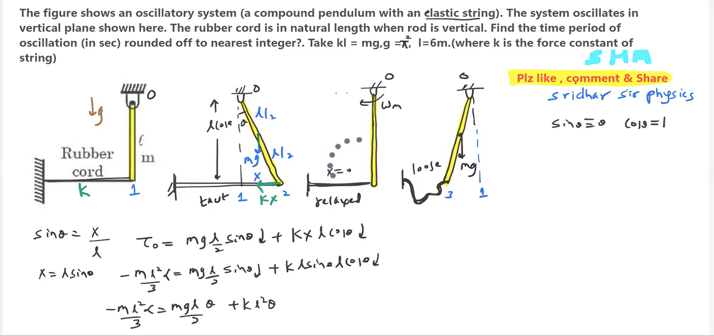Now we'll continue with the problem. Now this will be k L square theta. So we'll solve for alpha. What all the time period we are calculating is only for this part, from 1 to 2 and 2 to 1. Here, our problem is not yet over.